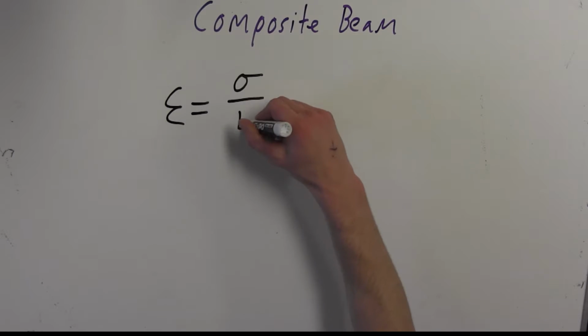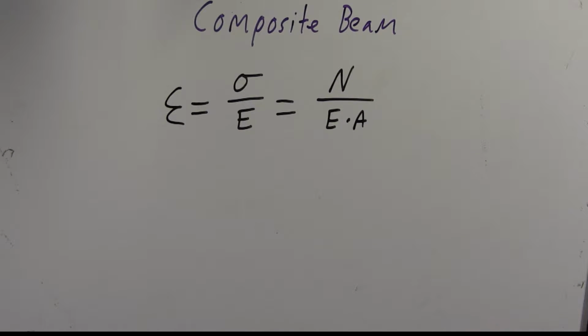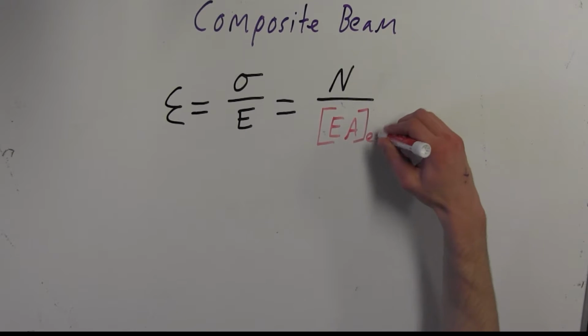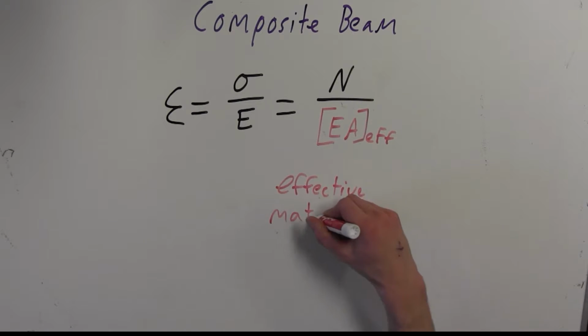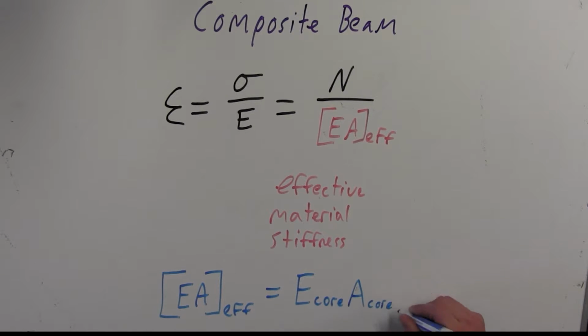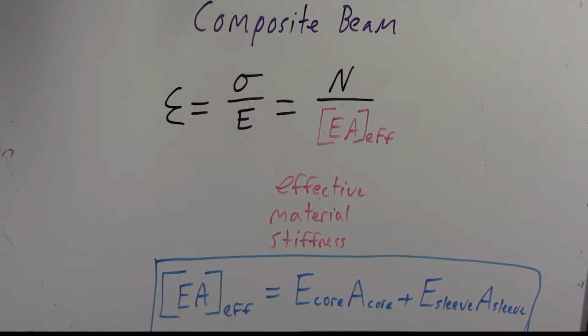For a uniform beam, we would rearrange the Young's modulus equation like this to solve for strain. The equation is very similar for composite beams. The only difference is the EA term is turned into EA effective, or the effective material stiffness of the beam. This can be derived as the sum of all the different moduli in the beams times their cross-sectional surface areas.